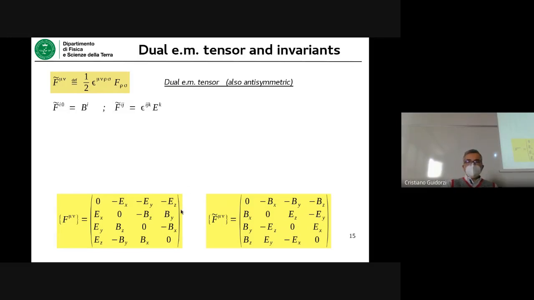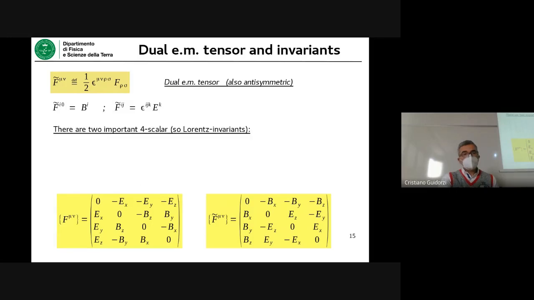So indeed, you see, if you compare the two, what I said for the electric field in the case of the electromagnetic tensor, for the dual there is the opposite way. So the magnetic field shows up in the mixed components, while in the spatial ones you have the electric field. But the important point is that it is also a tensor.